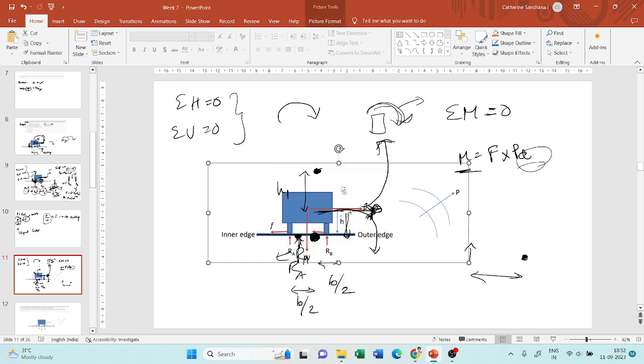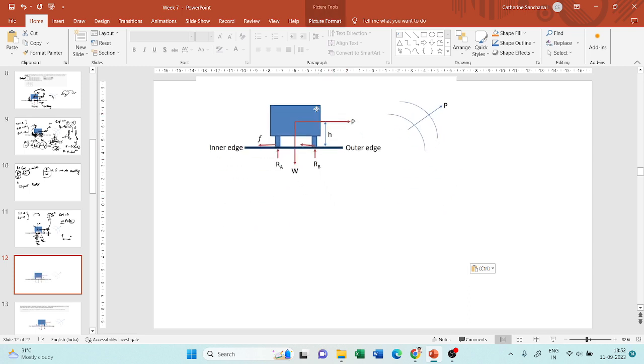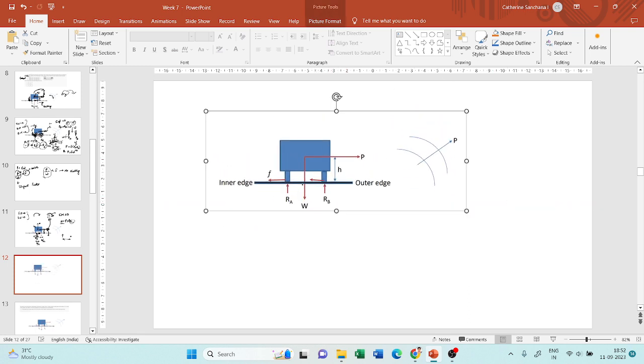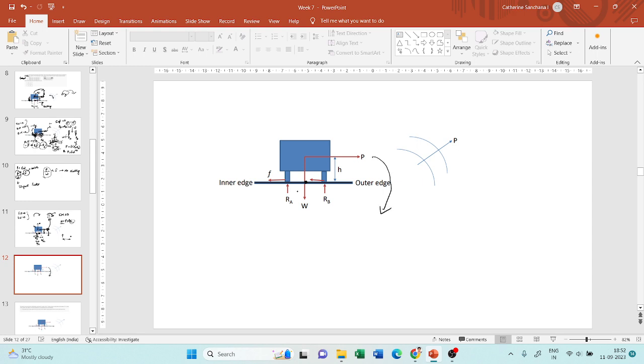Now let us take moment about the central point. We saw there are three forces. P will try to rotate the vehicle in this direction. Rb, if you see, will try to rotate the body in this direction, because Rb acts in this upward direction, and the direction is about the point where I take the moment. Now Ra will try to rotate the body in this direction. I hope you understand how I'm saying the direction. It is always with respect to this point, imagining it as the center of a circle.